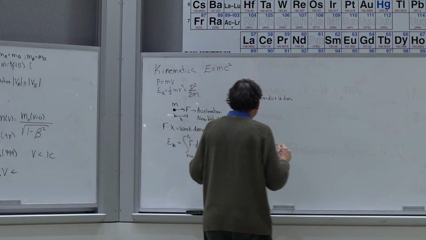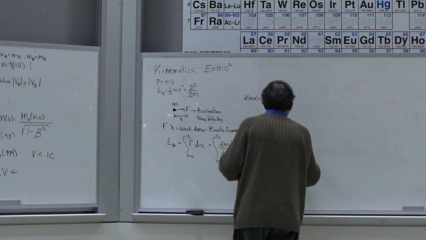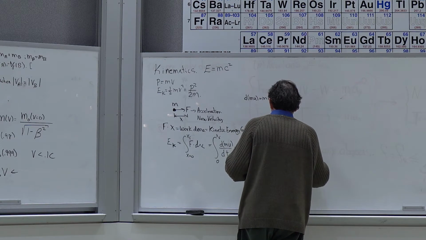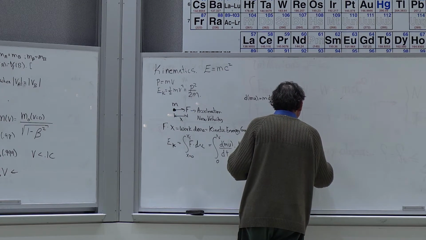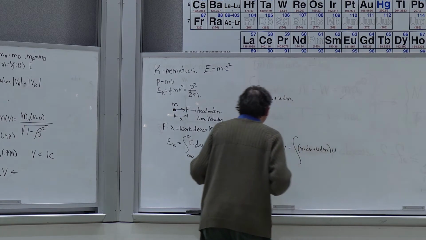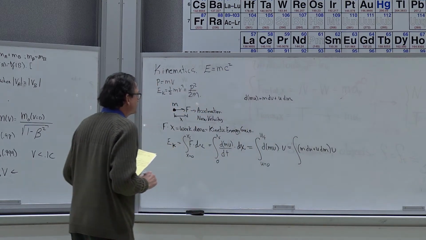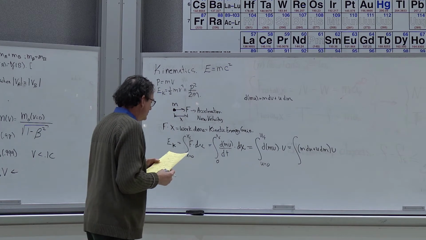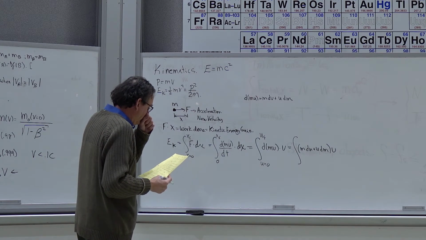I'm going to substitute that in, and I'm going to go that this is equal to the integral of m du plus u dm times u. Right? So I've just done the substitution using the chain rule, basically using the chain rule for differentials.